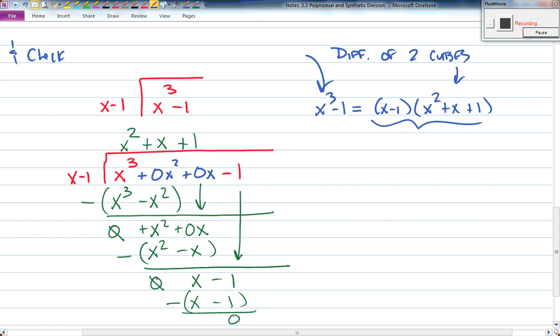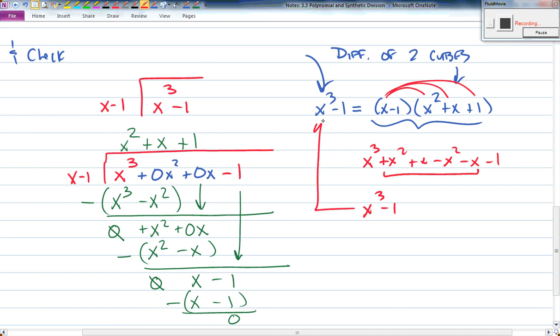Is this actually true? Does this actually work? This is my dividend and this is my divisor. My remainder is 0, so if I add a remainder of 0, I would add nothing to this on the end. If I multiply these out, I do indeed get x cubed minus 1. So let's do it really quickly. What's x times x squared? X cubed plus x squared plus x, minus x squared minus x minus 1.